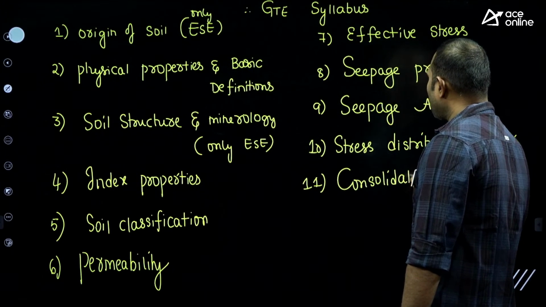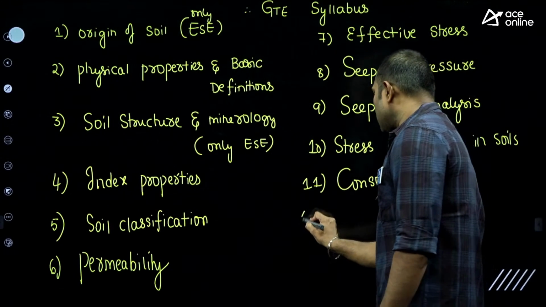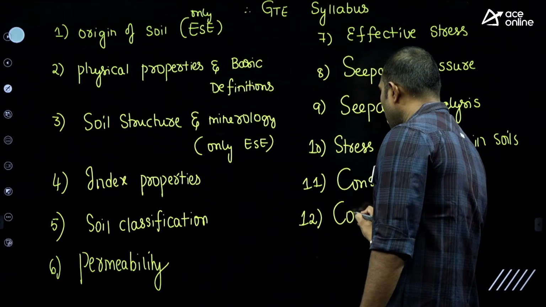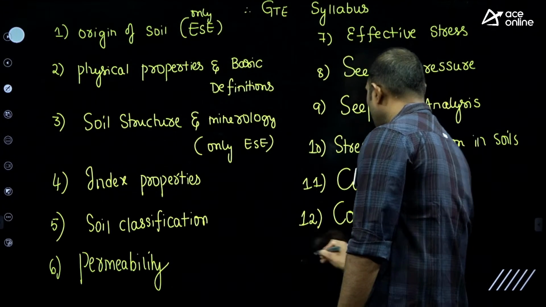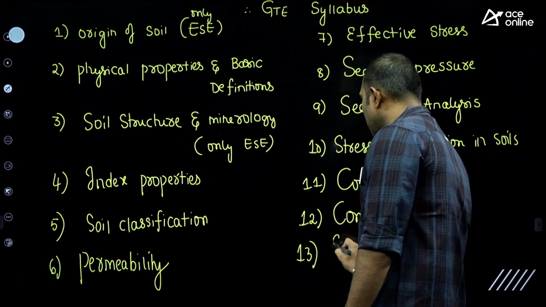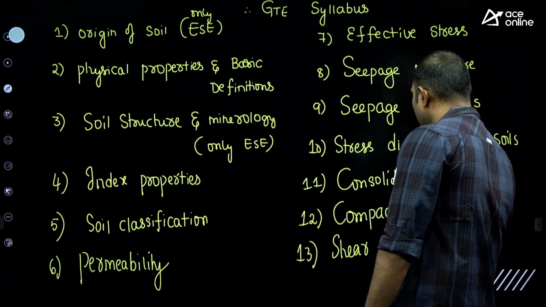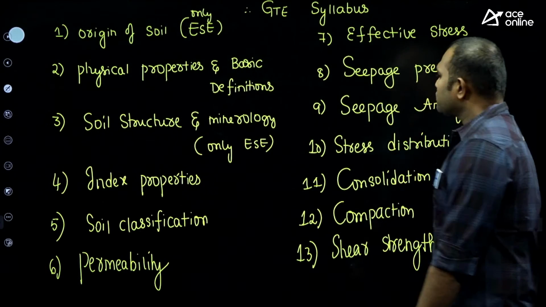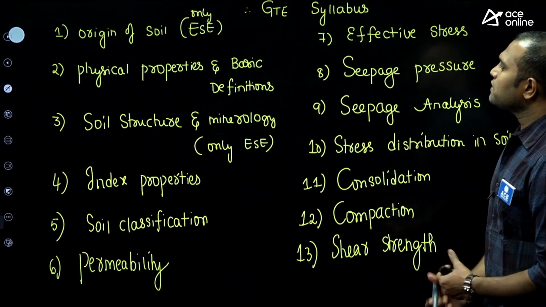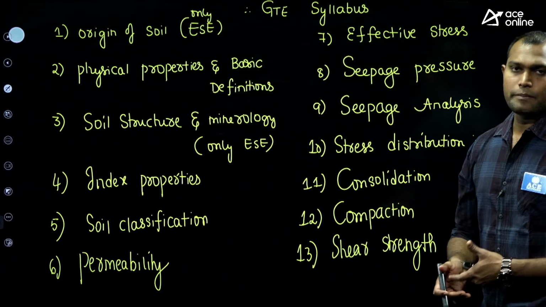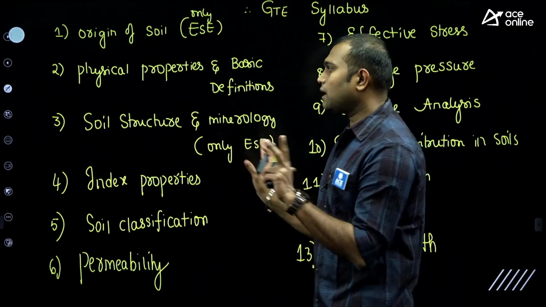So Terzaghi's one-dimensional consolidation and the time rate of consolidation. The 12th chapter comes under compaction. The 13th chapter comes under shear strength. Shear strength is a very, very important and very big topic also. So these are the chapters which we are going to deal with. If you have already prepared or are preparing, fine, these are the chapters.